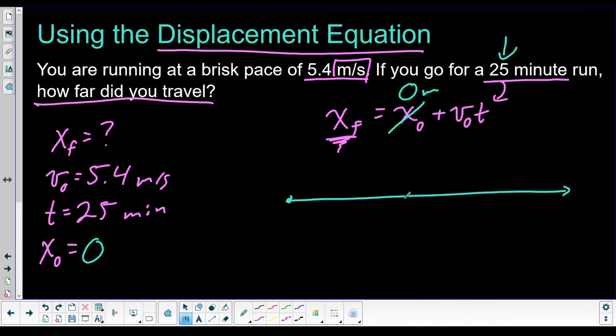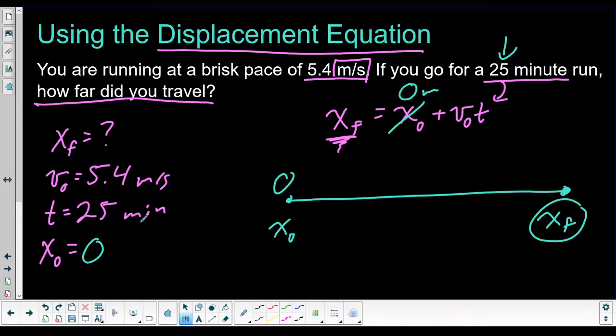We want to know, what is this distance? X final. Let's go back and follow my advice from last video. What is X final? X initial. They don't tell us, so I say this is 0. I want to know what this is. It's a variable. It's X final.